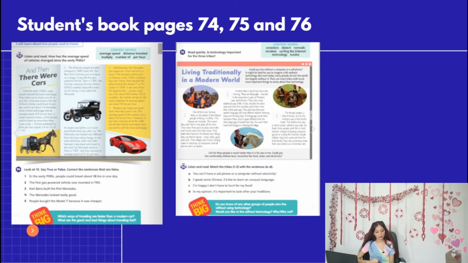3. The Koryak people, a tribe in Russia, live on the northern part of the Pacific coast. The land in that area is Arctic tundra, which is very cold. For food, these people catch fish or herd reindeer. Instead of playing computer games or surfing the internet, Koryak children help hunt and cook food for their family. They also sometimes make their own clothes out of reindeer skin. Life for these people is much harder than it is for you or me.